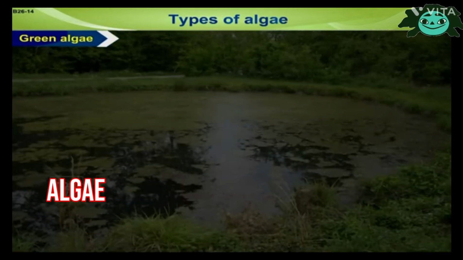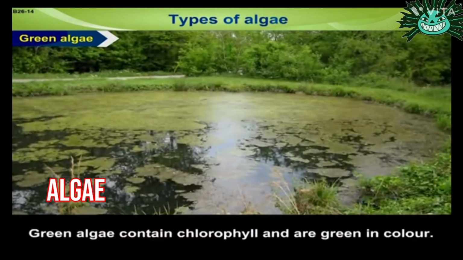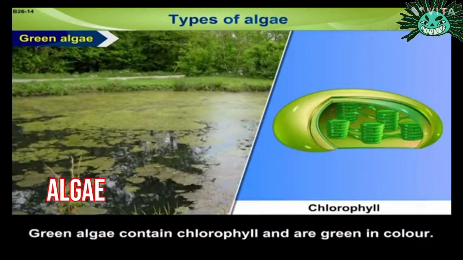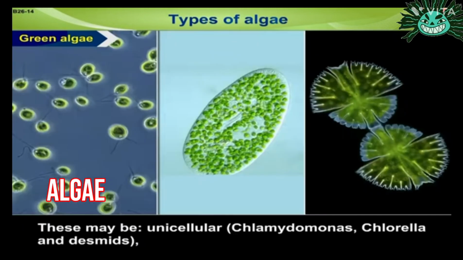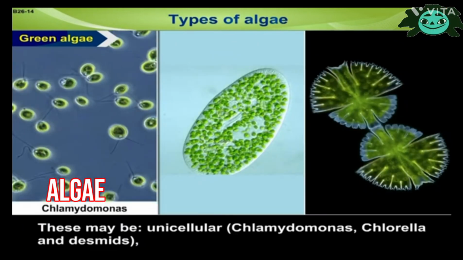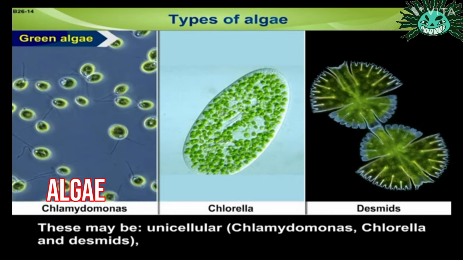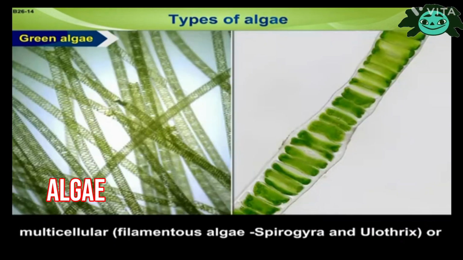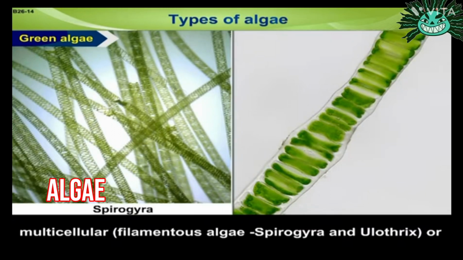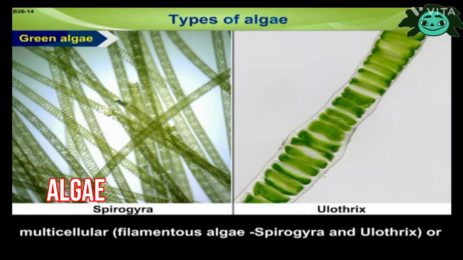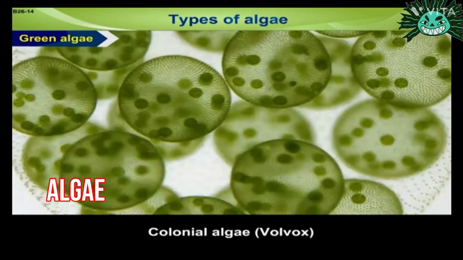Green algae. Green algae contain chlorophyll and are green in color. These may be unicellular like Chlamydomonas, Chlorella, and desmids. Multicellular like filamentous algae, Spirogyra, and Ulothrix. Or colonial algae like Volvox.